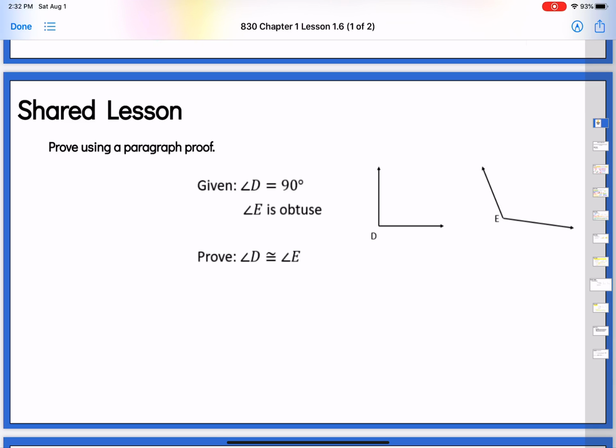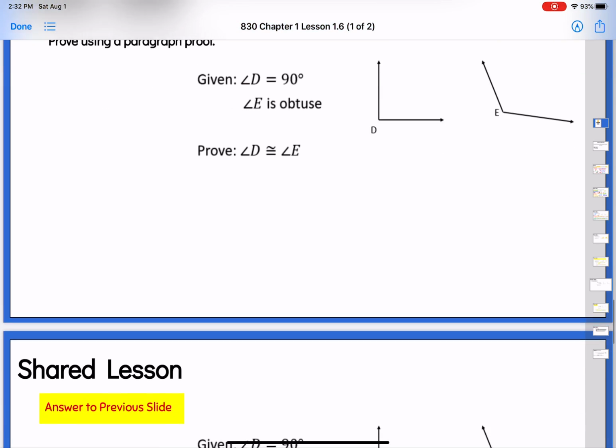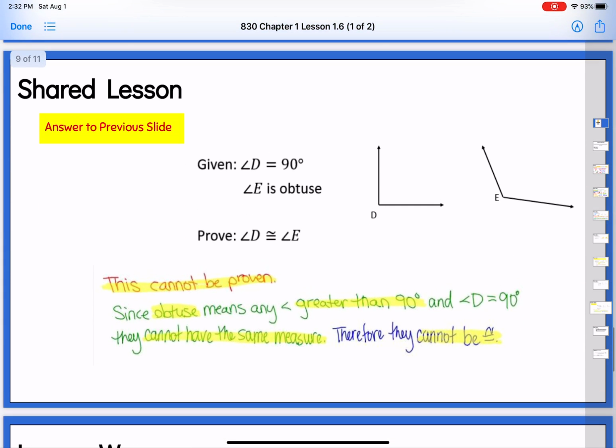Okay, now this one cannot be proven, right? Angle D is 90 degrees, angle E is obtuse. That means it's greater than 90 degrees. Not only can it not be proven, it is absolutely not true. In fact, it can be proven false if we wanted to. So you can either say this can be proven false, or you could say this cannot be proven. It's up to you. I went with this cannot be proven.